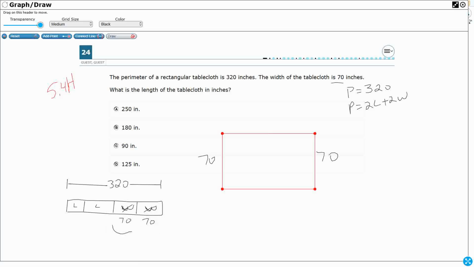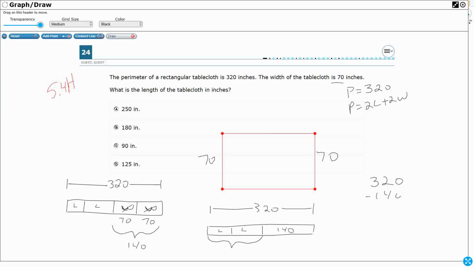But what do I have right here? I've got 140. So if I want to rewrite this, I've got 320 is my entire perimeter. And I could do it like this. I can say, well, this is 140. That's my double the width. And then I've got 2 lengths. Well, if that's 140, what does this have to be? I'm going to need to subtract my 320 and my 140. And that is going to give me 180.